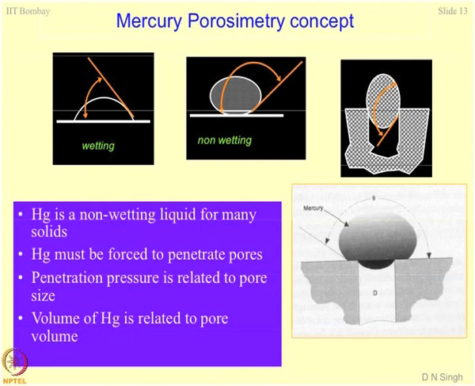Now, this is what happens when you are trying to intrude mercury into a pore. Just imagine as if you are parking a mercury droplet into a pore by applying some external pressure. The condition is that this mercury drop should not break due to the external pressure. So, it is basically a synergy between the pore and the fluid which is trying to enter into it.